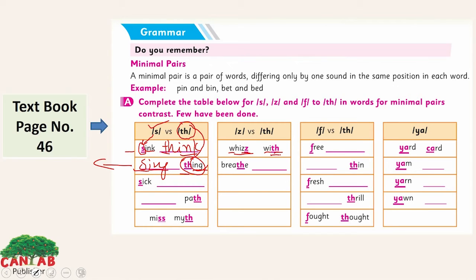Next, breathe. You have to write a word with Z here. It will be in the middle. The Z sound will be in the middle of that word. You have to write a word which sounds the same as this, breathe, but the difference would be the TH and the Z, the Z versus TH here. What will be that word? Yes, breeze. You can see the difference here, Z and th, but the rest of the sound is the same, bree and bree.